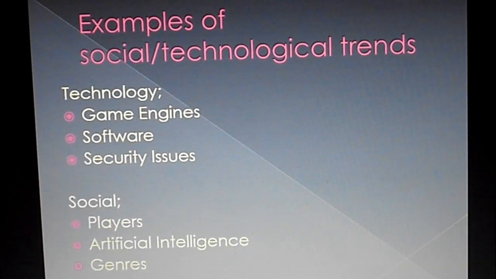Examples of technological trends. Some examples of technological trends include game engines, software and security issues. To further explain from the last slide, these engines are used for developing the game code and for designing levels and assets. Two types of engines are common in the industry, a proprietary engine or a licensed engine. Licensed engines are usually favored as they are cheaper and don't require a developer to construct all assets and code from scratch, but it could be constrained in what it allows.